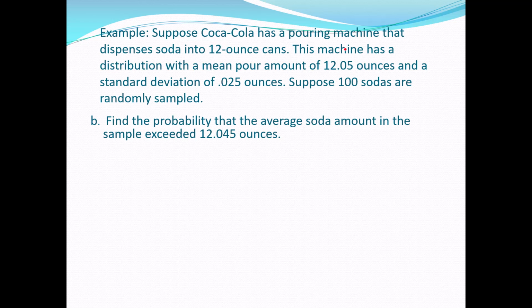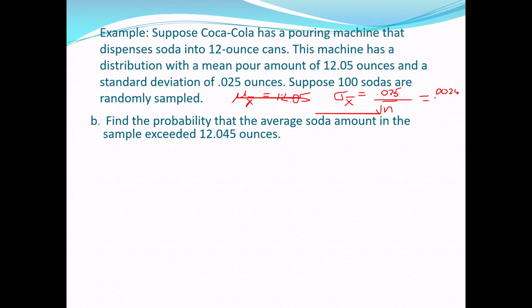So in this case, as we saw in our last video, we know that the mean of the sampling distribution of X bar, mu sub X bar, is equal to the population mean, which is 12.05. We know the standard deviation of the sampling distribution of X bar is equal to the population standard deviation divided by the square root of n, which is going to be the square root of 100. So in this case, it's 0.0025.